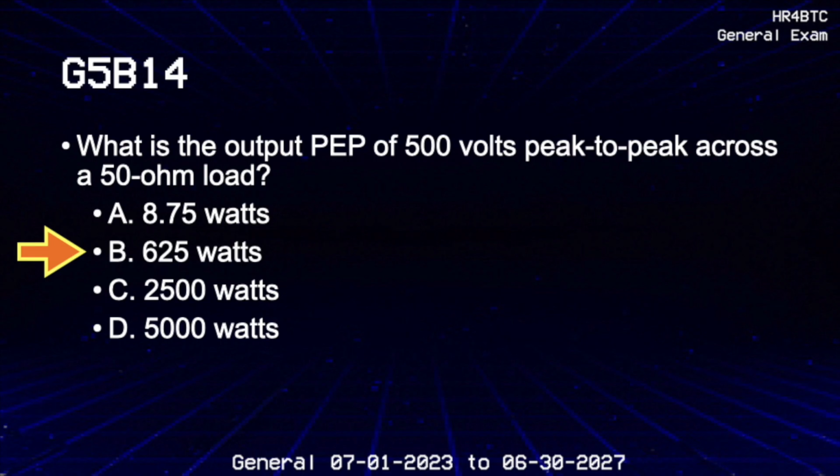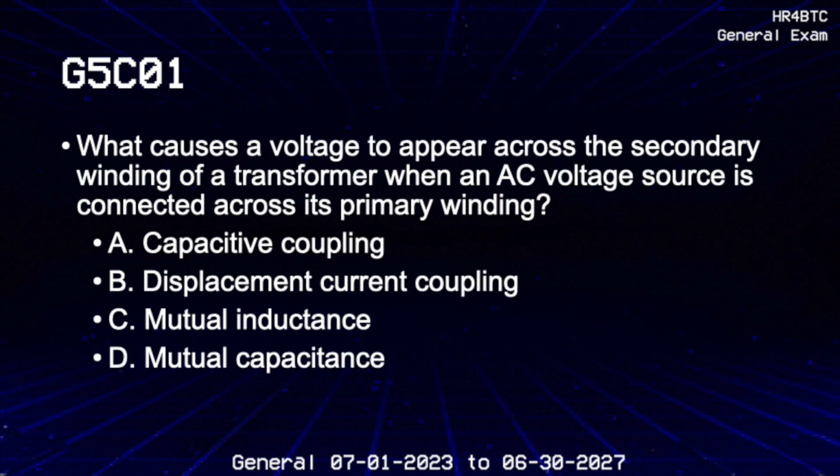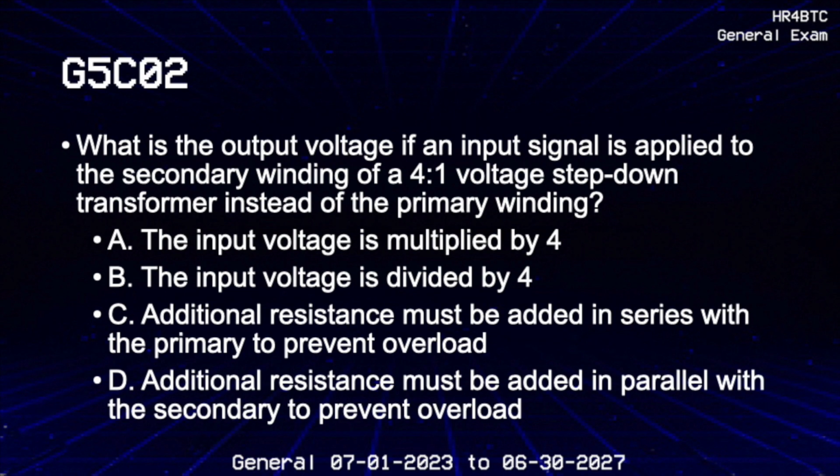625 watts. What causes a voltage to appear across the secondary winding of a transformer when an AC voltage source is connected across its primary winding? Mutual inductance. What is the output voltage if an input signal is applied to the secondary winding of a 4-to-1 voltage step-down transformer instead of the primary winding? The input voltage is multiplied by 4.